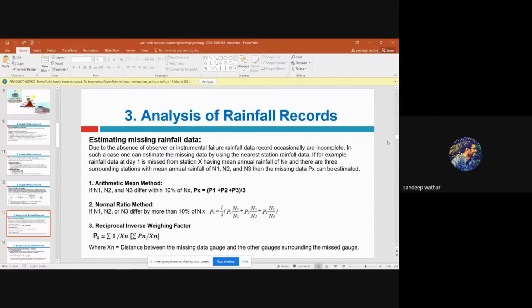Because of that, we use some basic methods in order to determine the missing values. Before that, there are two types of missing values. For example, there is a rain gauge station in Bhutnal tank. Then there are rain gauge stations nearby the Bhutnal tank, 4 or 5 stations nearby the Bhutnal tank rain gauge station.